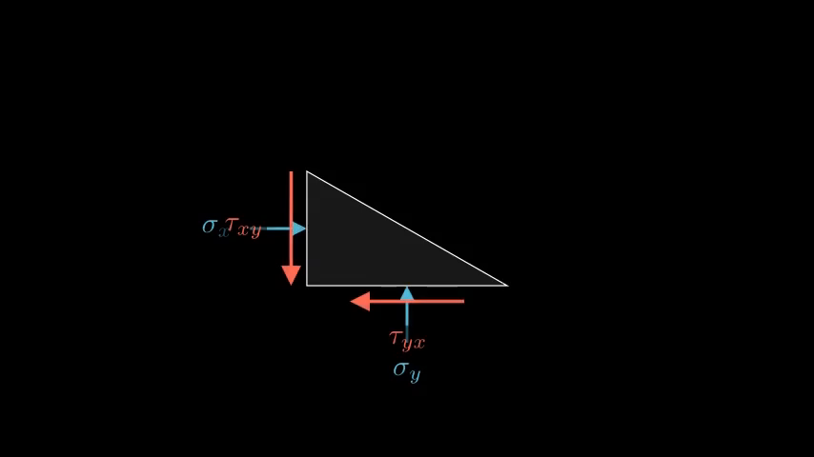To solve this, we can use a classic engineering trick. Let's zoom in and isolate an infinitesimally small wedge of the material right along that cut. The fundamental idea here is equilibrium. This tiny piece isn't flying off into space, so all the forces acting on it must perfectly balance out. We know the stresses on the vertical and horizontal faces. Our goal is to find the new normal stress, sigma x prime, and the new shear stress, tau x prime y prime, acting on this inclined face.